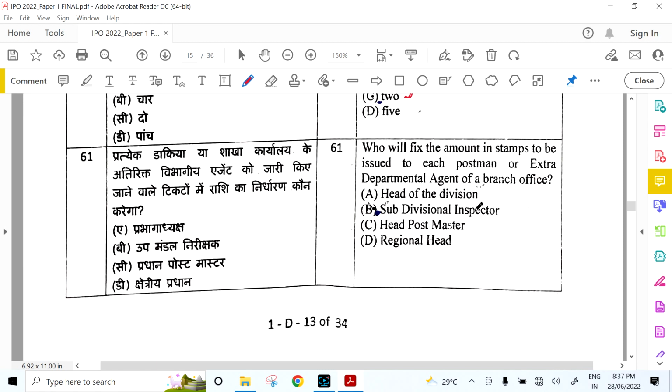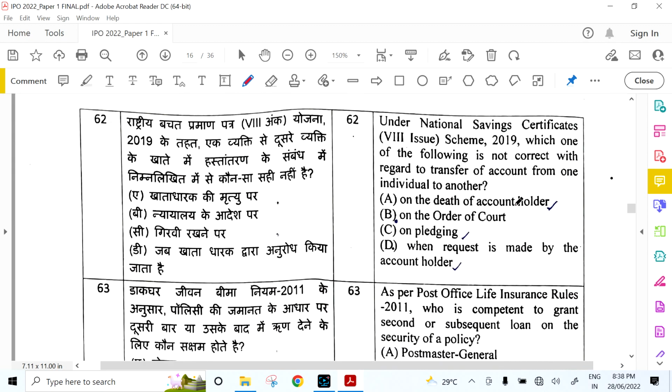Who will fix the amount in stamps to be issued to each postman or extra departmental agent of a branch post office? It is Subdivisional Inspector. This question is from BO rules. Under National Savings Certificate, all these saving schemes, they have given the questions from CBS manual, where a number of questions have been given in this examination.